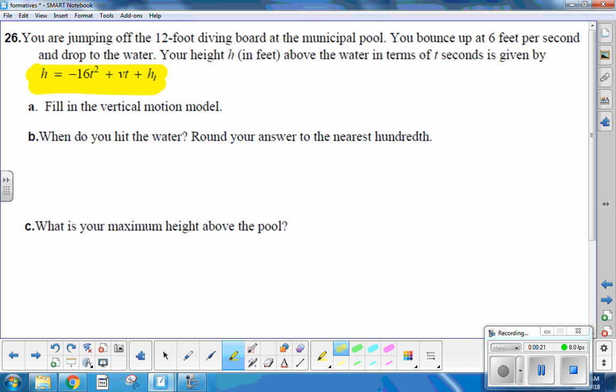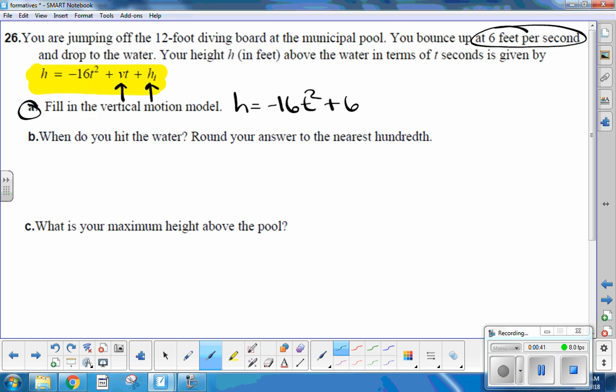The directions on this problem say fill in the model. The test may or may not say that, but this is what you should do first. Fill in the v and fill in the h, the initial velocity and the initial height. So h equals negative 16 t squared plus the initial velocity. Well, it told us that there, 6 feet per second. And I'm going up, so it's positive. Plus the initial height, well, it's a 12-foot diving board.